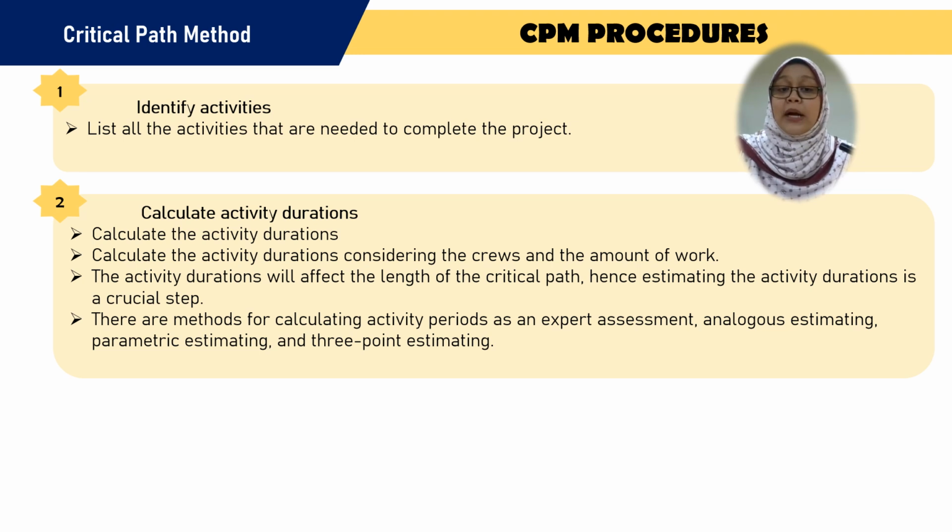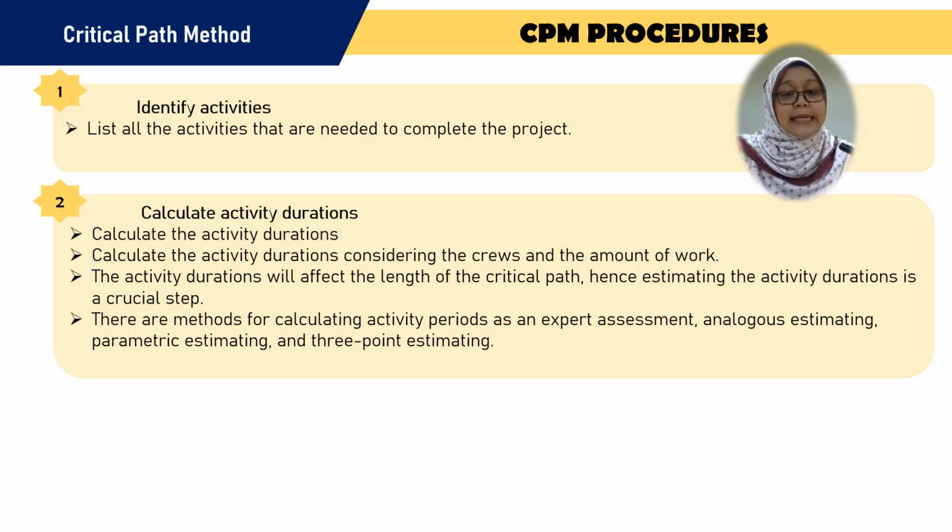Then we have to calculate the activity duration, considering the crews and the amount of work. The activity duration will affect the length of the critical path, hence estimating the activity's duration is a crucial step. There are methods for calculating activity periods such as expert assessment, analogous estimating, parametric estimating, and 3-point estimating.